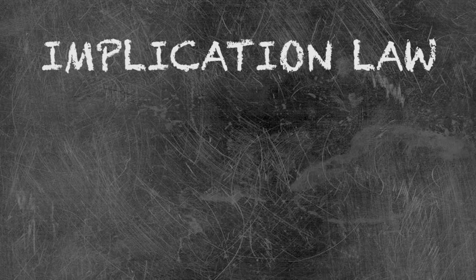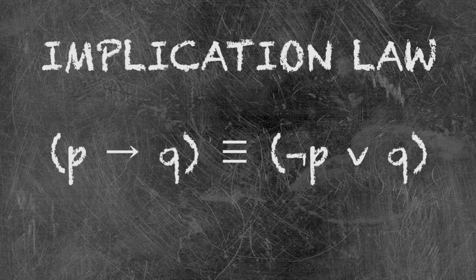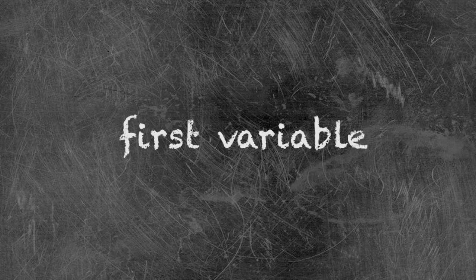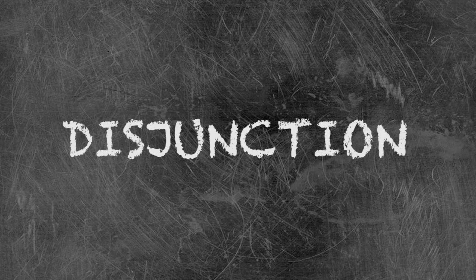The 10th law is the implication law, where P implies Q is equals to not P or Q is its formula. This law turns the first variable implies the second variable into the negation of the first variable, and using the logical connector or disjunction that will be discussed later on.